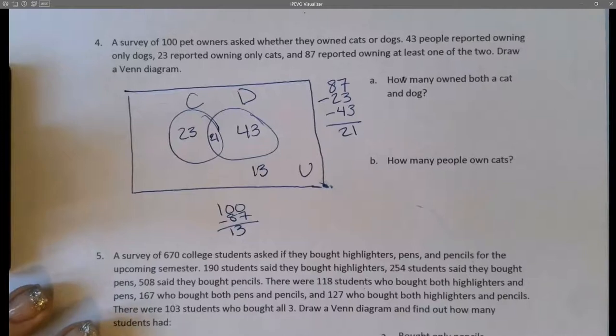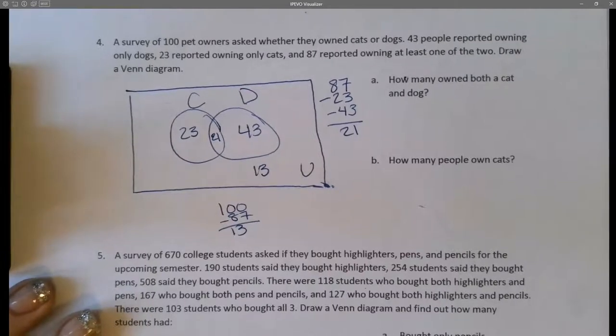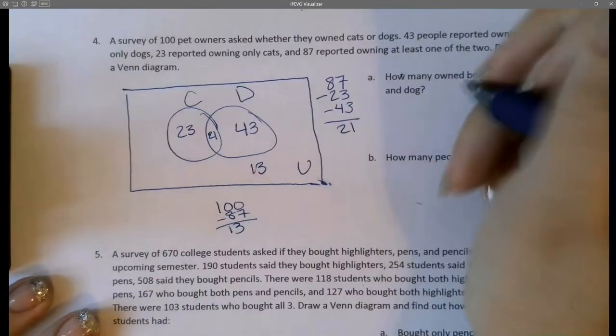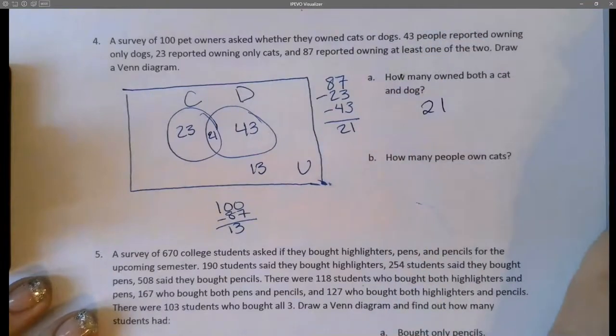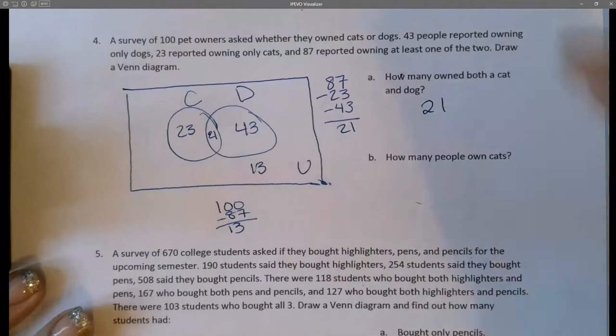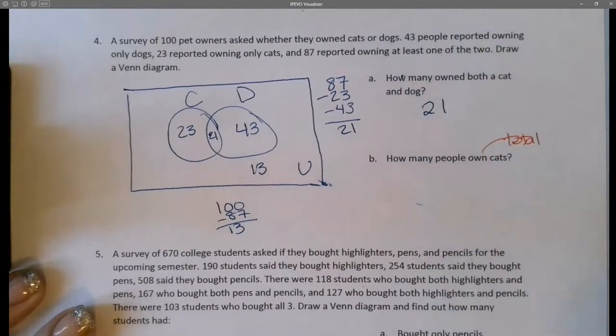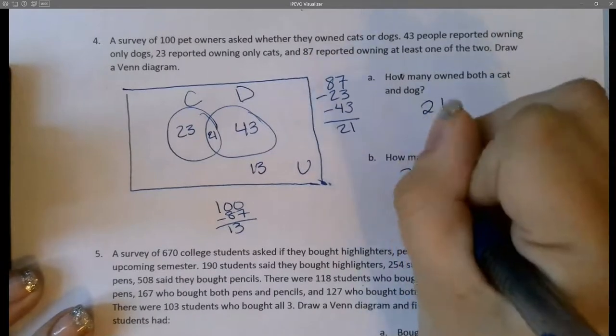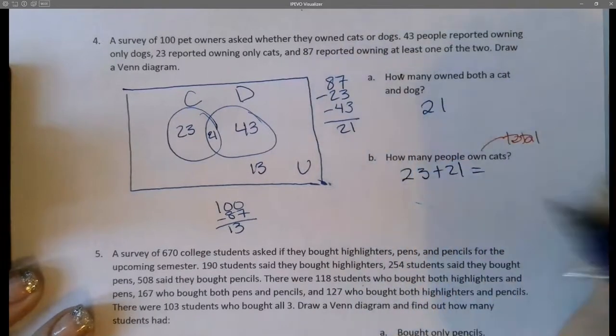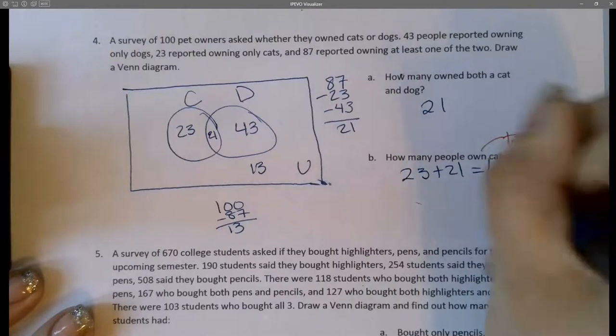So 13 people own some other kind of animal. So A is asking how many own both a cat and dog. This one is the number in the center, 21. And then how many people own cats? This is the total, including the overlap. So what I want to do here is I'm going to do 23 plus 21, which gives me 44.